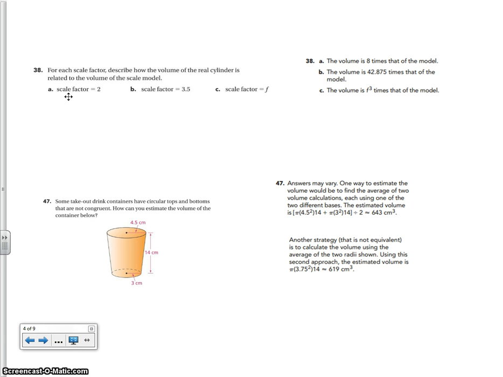Number 47 asked how you could estimate. You didn't have to find an exact answer, but they had 2 strategies. One way would be to find the volume of the large circle and the volume of the small circle, and then use the average. The other strategy they said was to average the radii, and that is not as accurate or not equivalent to the other. Some of you may also have found both and subtracted. Anyway, just looking at how you are able to problem solve and estimate.